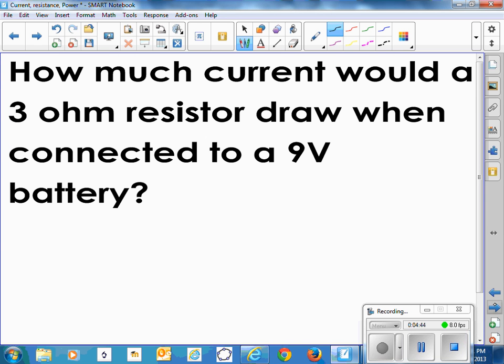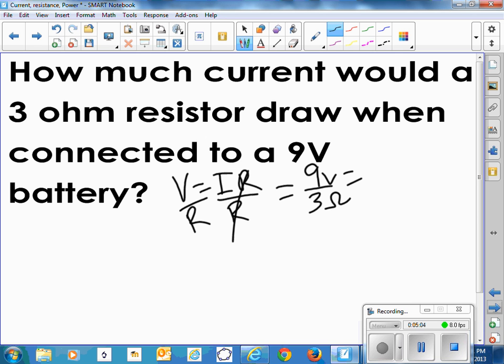How much current would a 3 ohm resistor draw when connected to a 9-volt battery? Voltage equals current times resistance, so current equals voltage divided by resistance. 9 volts over 3 ohms, 3 amps. Usually they do a capital A for amps.